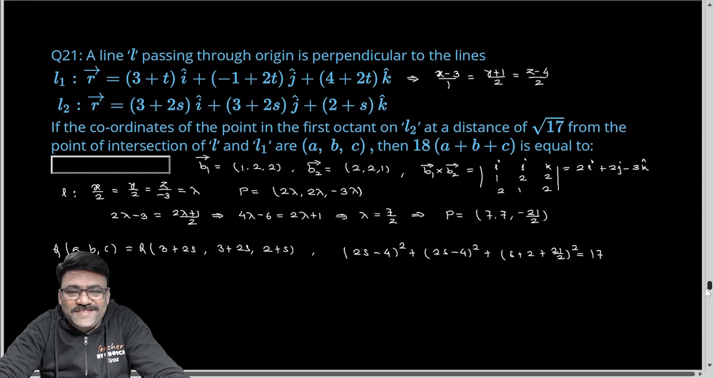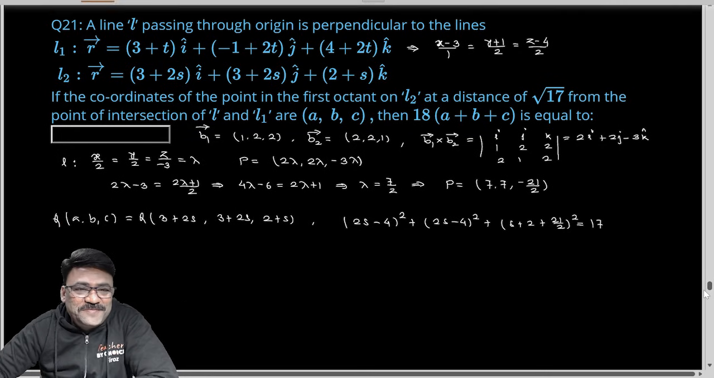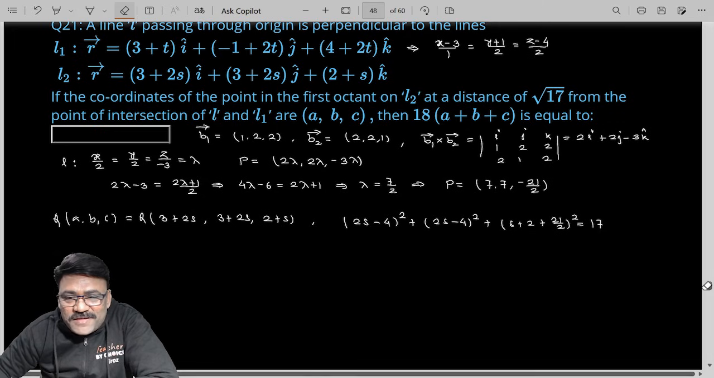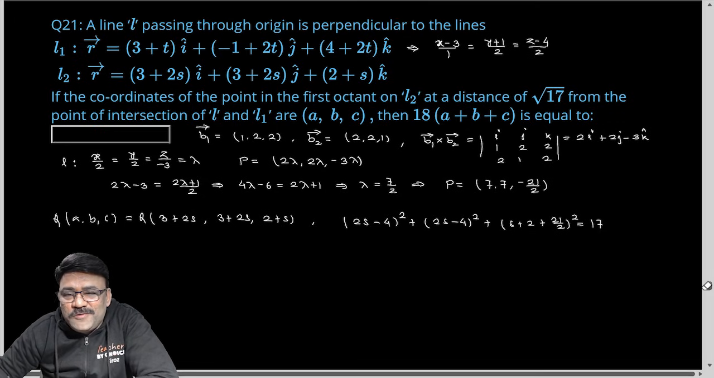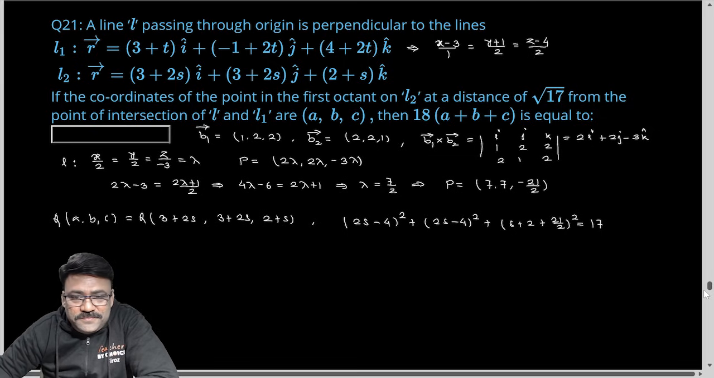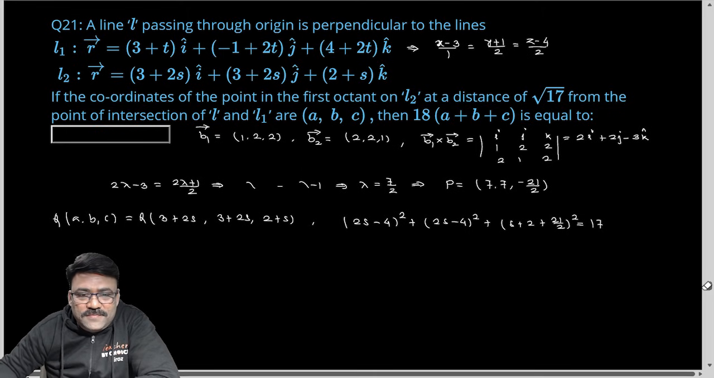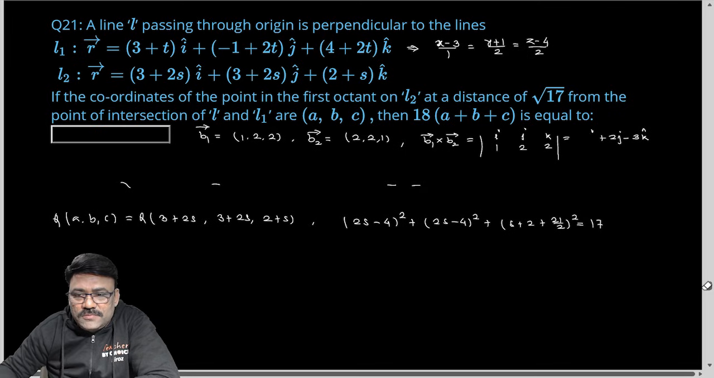Oh, this blunder. See, the direction ratio of L2 is actually 2, 2, 1, and I have taken 2, 1, 2. So that's why all the calculation went wrong here. So I have to redo all these calculations. No, my bad. I have to do all the calculation again because I have taken this last row wrong here.